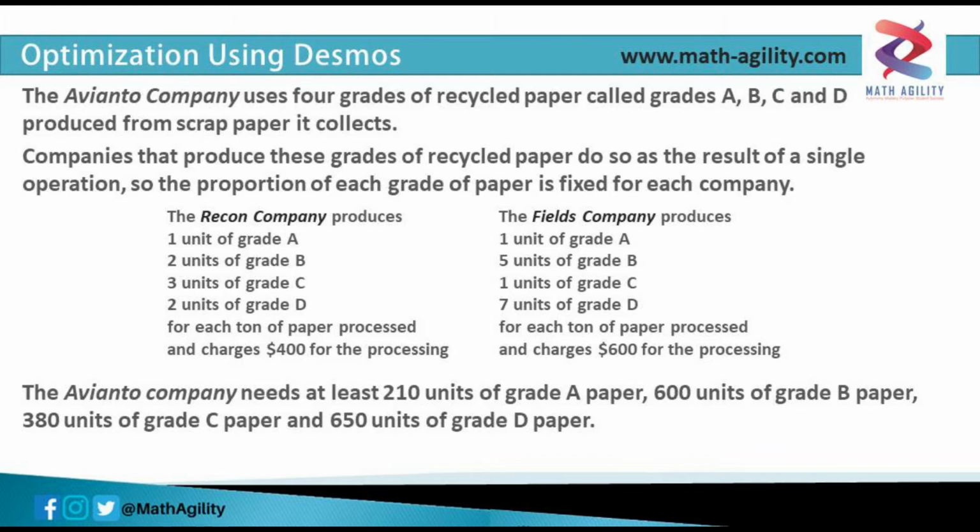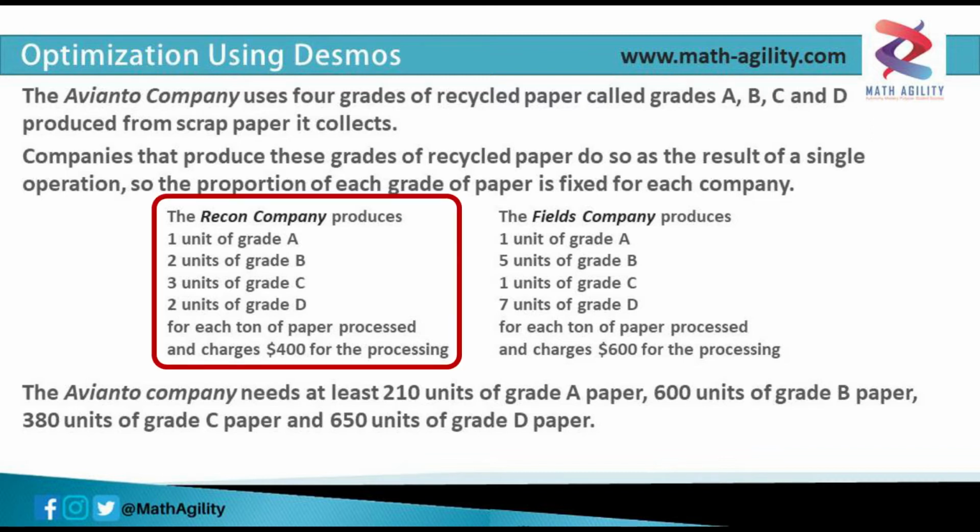The Abianto company uses 4 grades of recycled paper called grades A, B, C, and D produced from scrap paper it collects. Companies that produce these grades of recycled paper do so as the result of a single operation. So the proportion of each grade of paper is fixed for each company. The Recon company produces 1 unit of grade A, 2 units of grade B, 3 units of grade C, and 2 units of grade D for each ton of paper processed, and charges $400 for the processing.